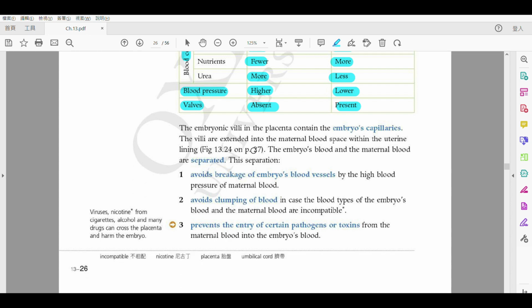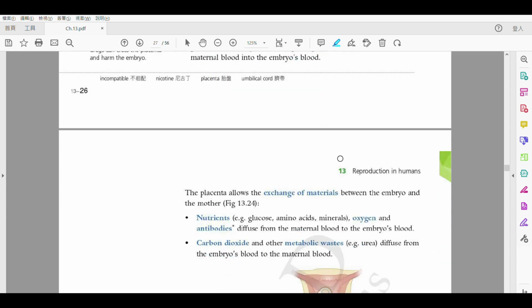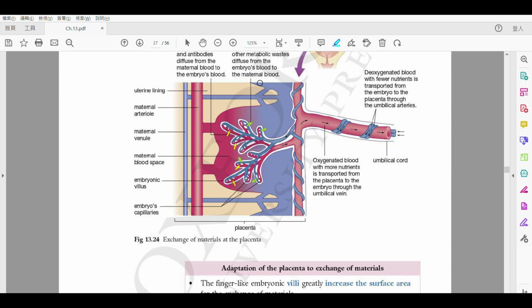Okay, so the embryonic villi in the placenta attach to the mother's uterine tissue and form the placenta. It contains capillaries and extends to the maternal blood space. Let's see, how do we say that? We can look at this diagram first. Next page.